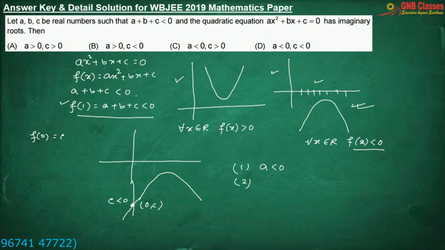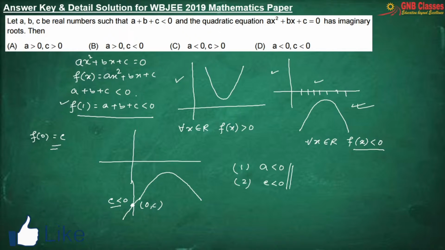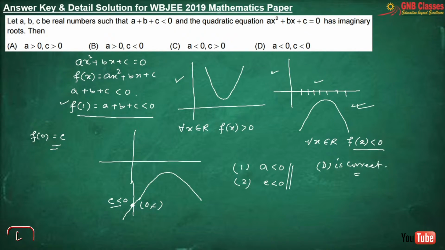f of 0 is what? f of 0 is c. So this is the point where it is intersecting the y-axis. So in this case, we can see that your c is also less than 0. So the conditions are a has to be less than 0 and c has to be less than 0. So from that point, your option D is correct. Is it clear to all of you?